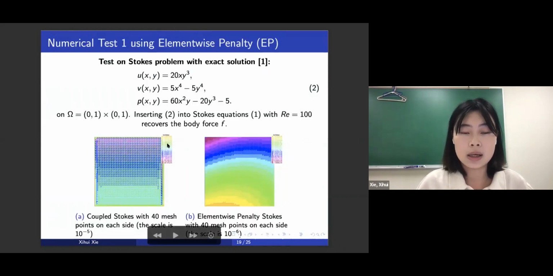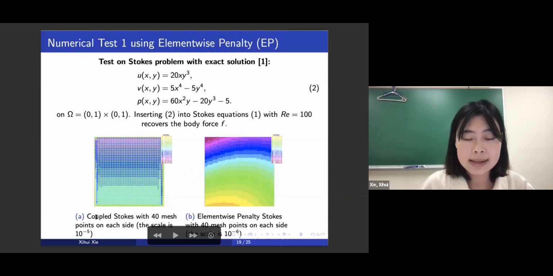Okay, and next I'm introducing the numerical tests. For the first numerical test, I'm using the Elementwise penalty method, and this test is on the steady state Stokes problem with an exact solution. These two following plots are the local dvu norm of both the coupled system and the Elementwise penalty problem.